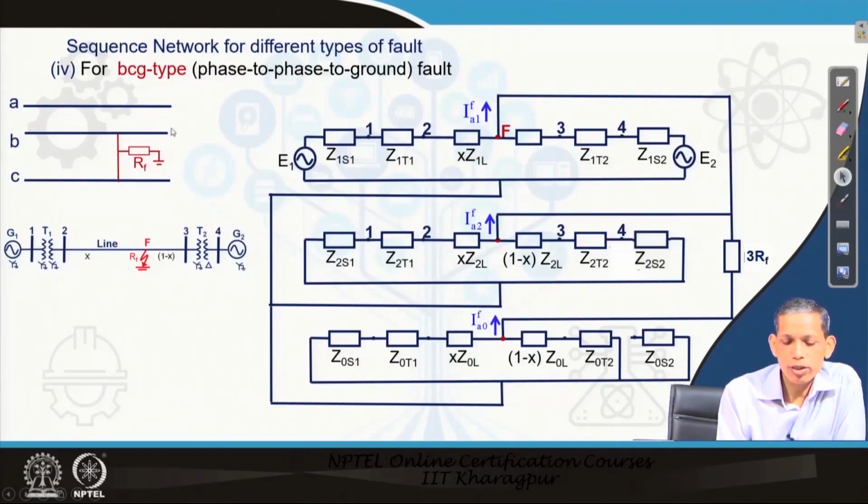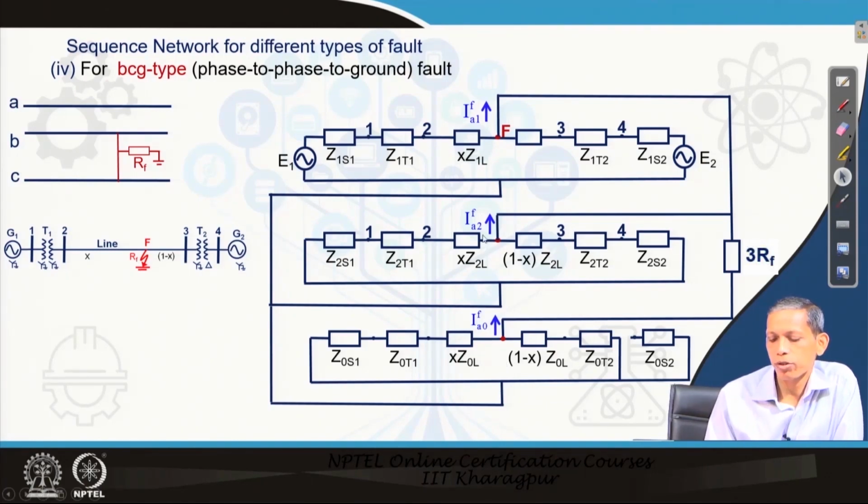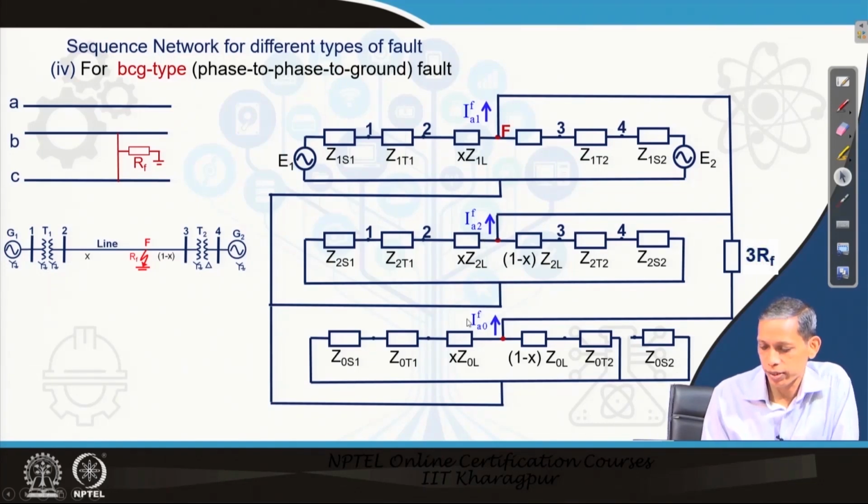Then the next one is the BCG type, or phase to phase to ground, double phase to ground, also called with an RF, the resistance here. So for the system, the same F point is there, then we have positive, negative and zero sequence components and they are in parallel, and in this case I1F equals the summation of I2F plus I0F, with the corresponding RF and all these things.